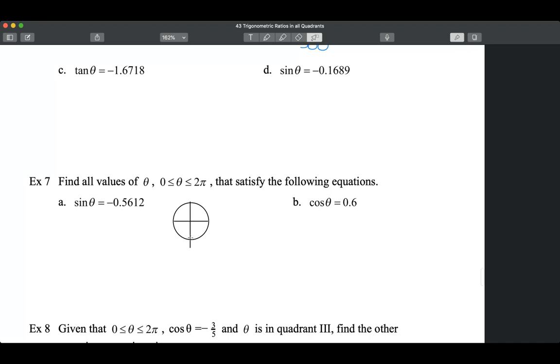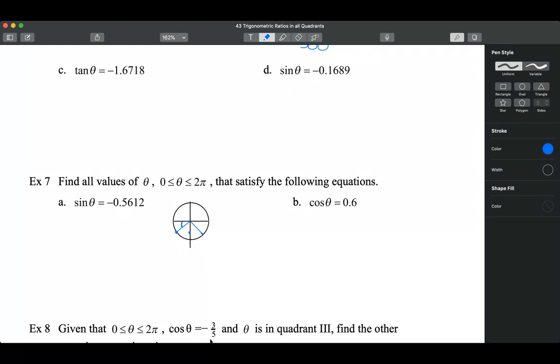Well, sine is my opposite side. It's my y value. And negative 0.56, well, that's sort of down here, I'd say. So I'm looking at this point and this point. So let me draw my 2 angles. All right, so to get to this angle, here's my reference angle. And remember, my reference angle is going to be positive.